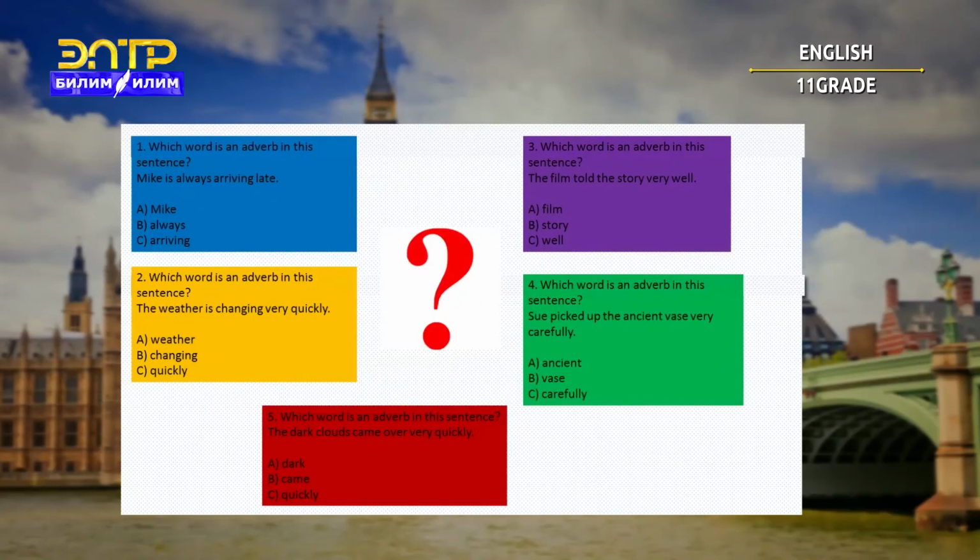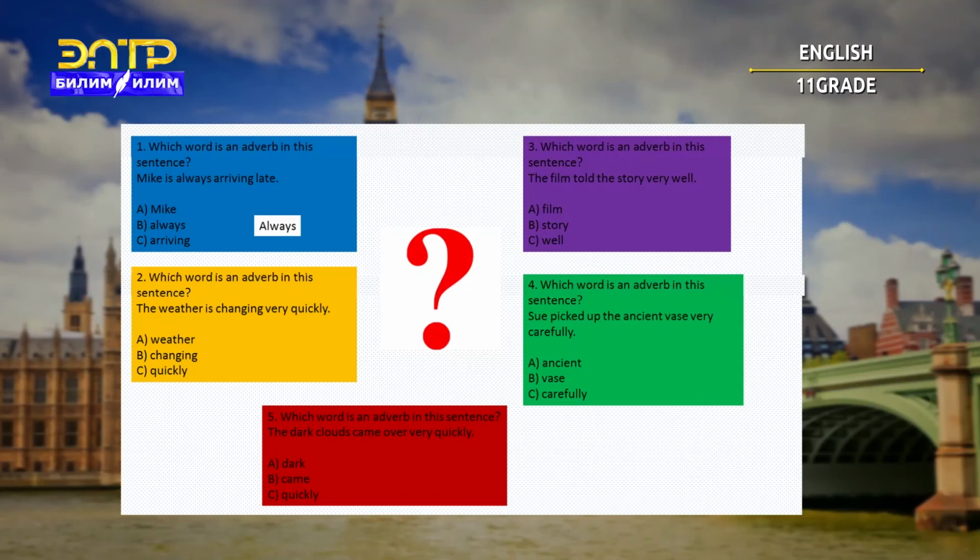Here is a small quiz for which every sentence I'm giving you 10 seconds to answer. Let's get started. First one. Which word is an adverb in the sentence? Mike is always arriving late. A. Mike. B. Always. C. Arriving. The right answer is? Yes, you are right. That is always. Well done.